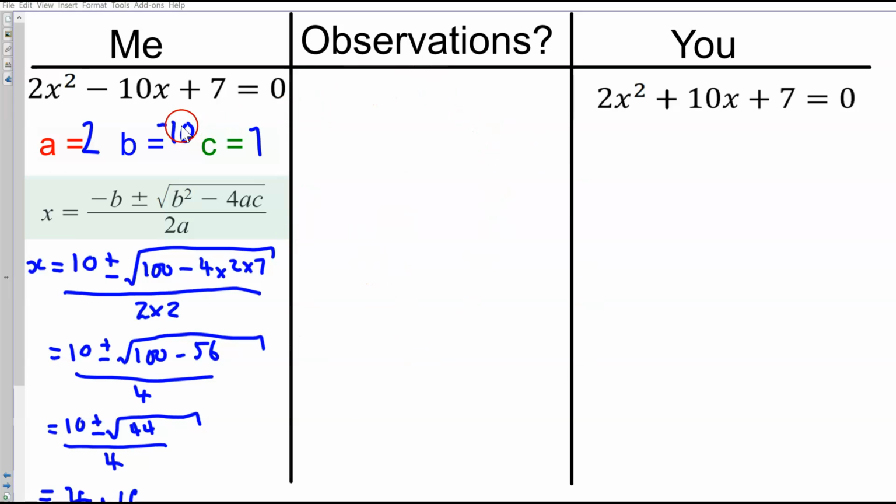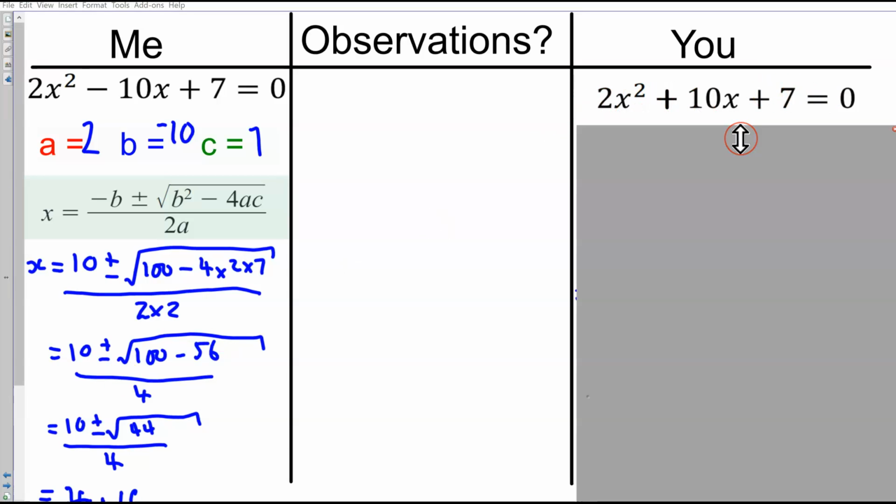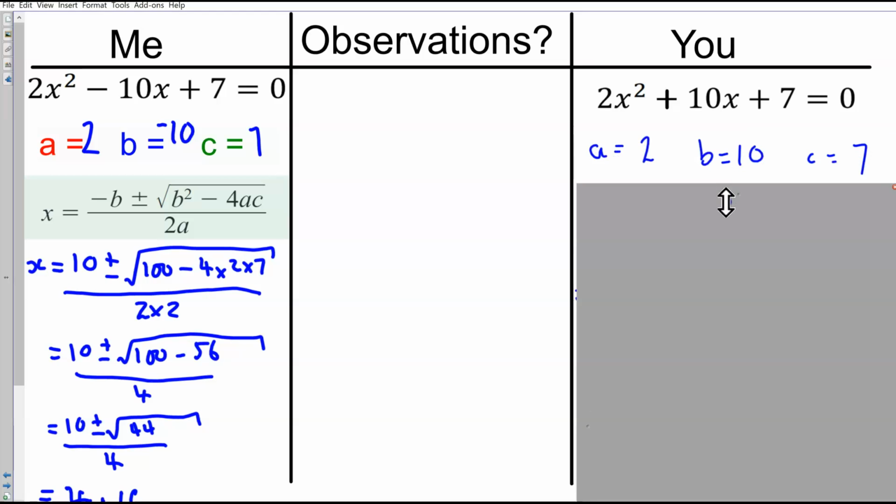So for example, when that B was negative 10, what did you notice happened over here? Okay, so start thinking about what's going on. Pause the video, do this question, and hit play to see whether you've got the same answer as me. Okay, so going through this question, you should have picked out that A was 2, B was, no, positive 10, and C was 7.